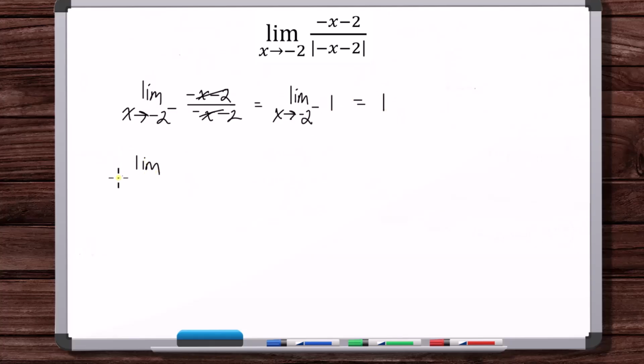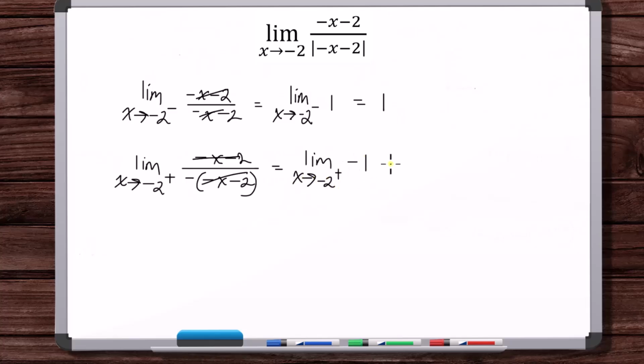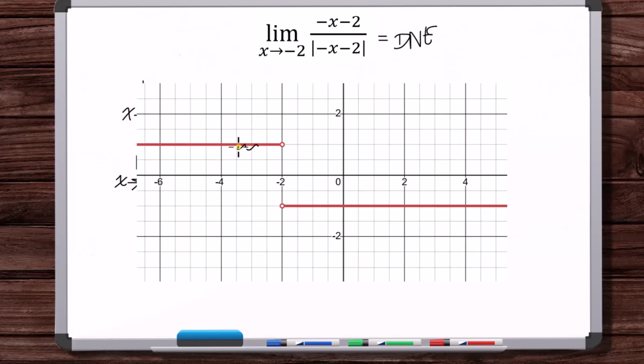Now, approaching minus 2 from the right, then this minus x minus 2 is always negative, so we remove the absolute value but put a negative out front. So these cancel, and we're left with minus 1. So this is equal to minus 1. So there you go. This limit in general does not exist, because the limit as x approaches minus 2 from the left and from the right are two different limits.